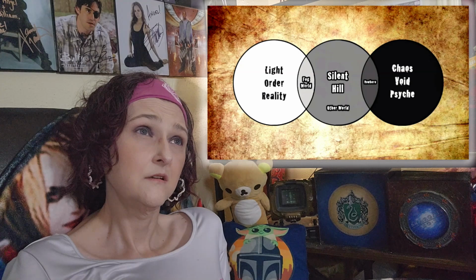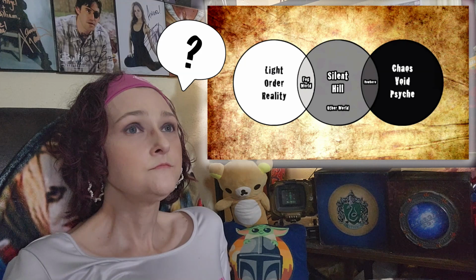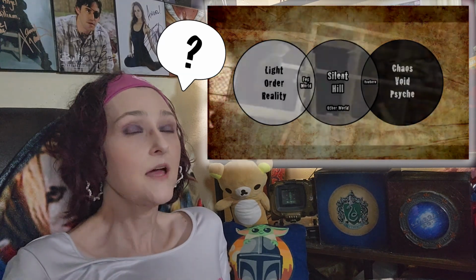As for where the town of Silent Hill fits into this, the town sits on the edge between these dualities of the material world and the psyche, between chaos and order. It is the border world into which people enter from reality, and from the void, our unconscious imagery comes to life.